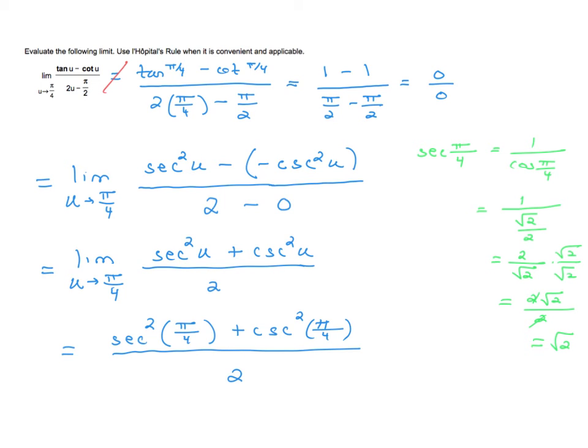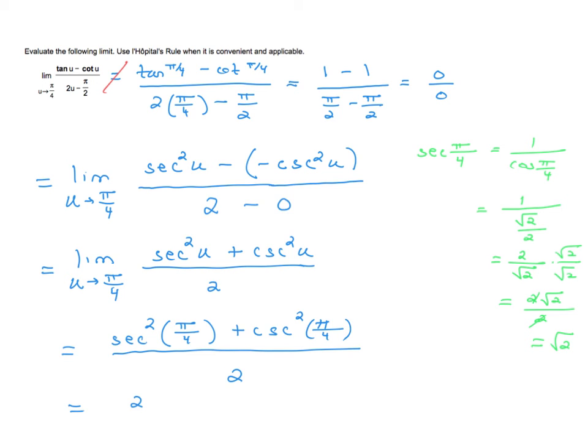So, long way to go, but secant of pi over 4 was the reciprocal of cosine. I knew the exact value for cosine, so I plugged it in, did a little bit of work to simplify it, and it's equal to root 2. But we want secant squared. So if we square this value, squaring root 2 will give us exactly 2. So that's the value of secant squared. It's 2.